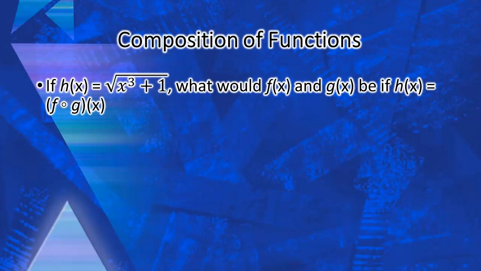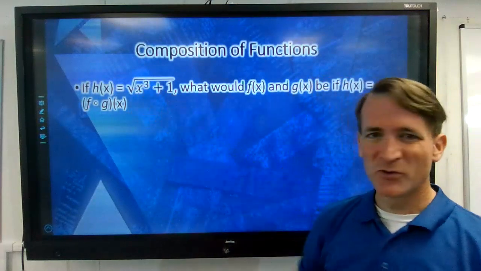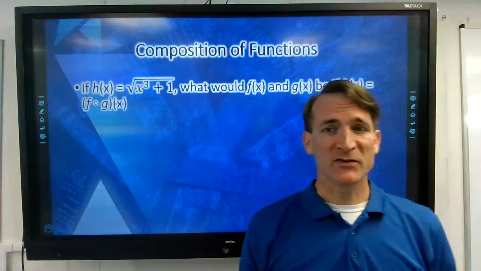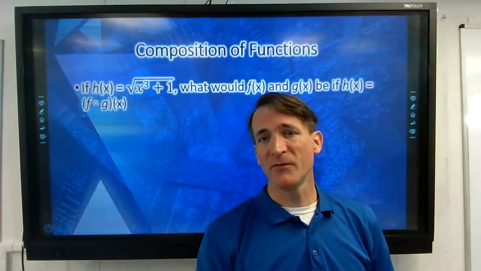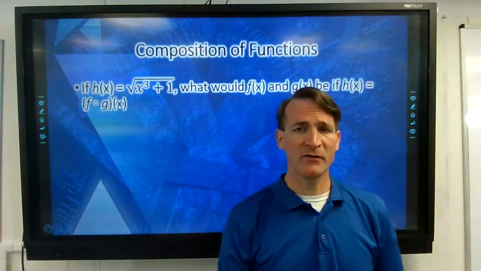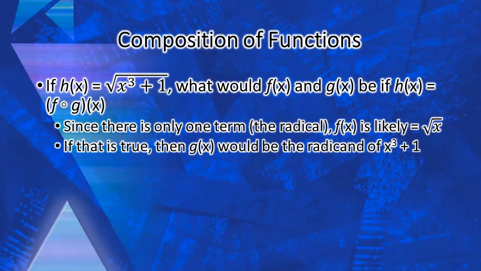If h of x is equal to the square root of x cubed plus 1, what would f of x and g of x be if h of x were a composition of f and g? So here I see that I've got a square root and then I've got a cube inside. I might go with a simple way of saying, well, I'm going to take f of x being equal to the square root of x, and I'll have g of x be equal to x cubed plus 1.